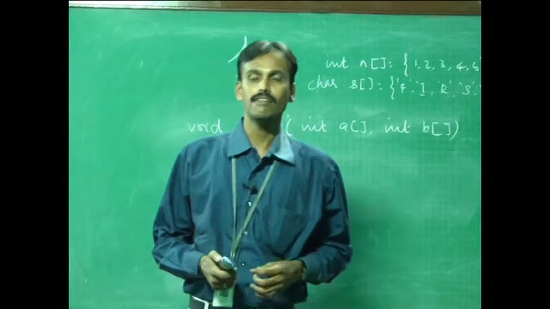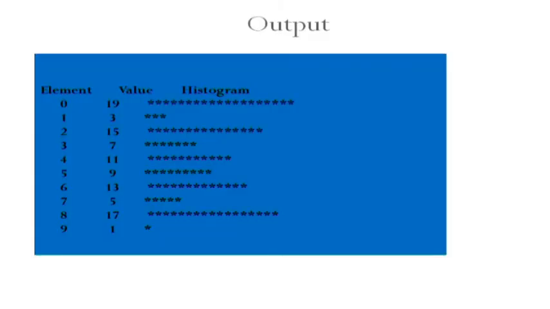So this happens to be a sample C program for which the output is as follows. The elements are 10 in number, at positions 0, 1, 2, 3, 4, 5, 6, 7, 8 and 9, and the values present in those respective locations are 19, 3, 15, 7, 11, 9, 13, 5, 17 and 1. And if you look at the rightmost column, you have as many asterisks printed in that field as correspond to the value present in that exact position. So this concludes a sample program where we make use of arrays.